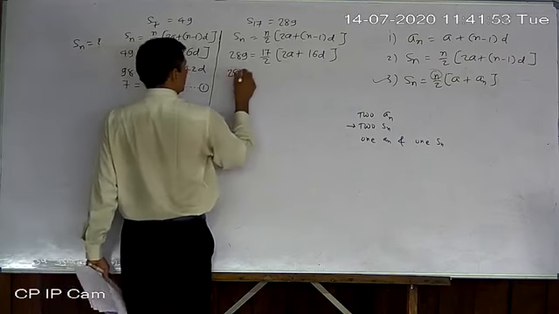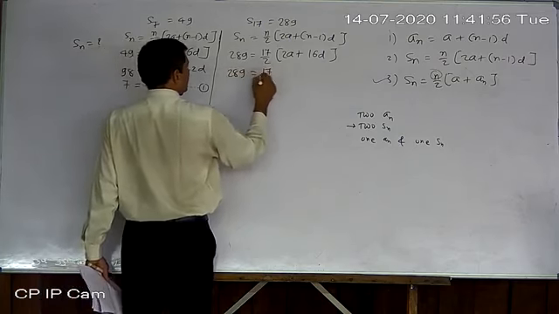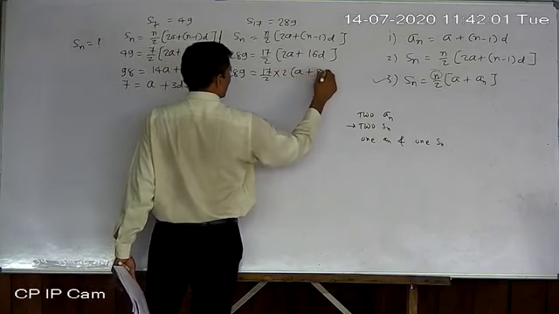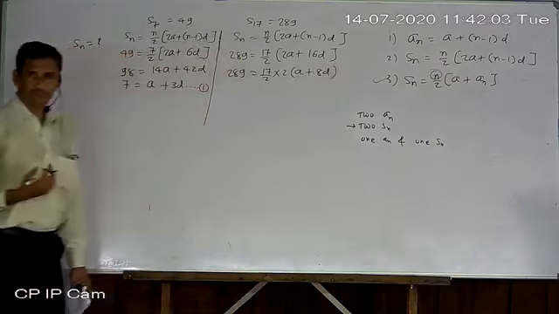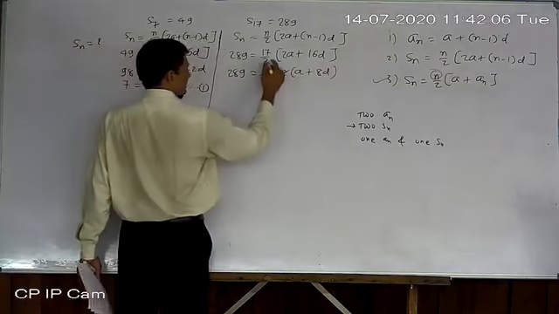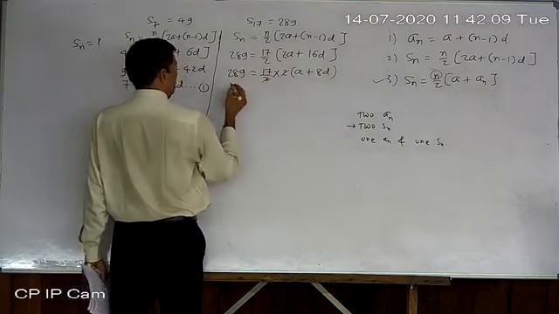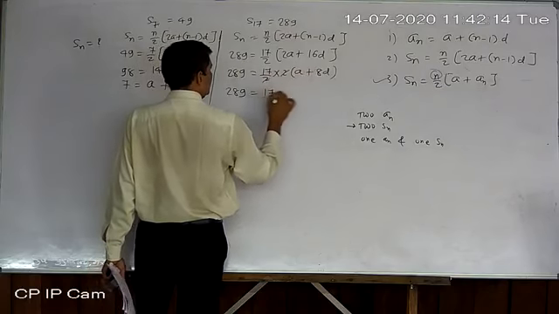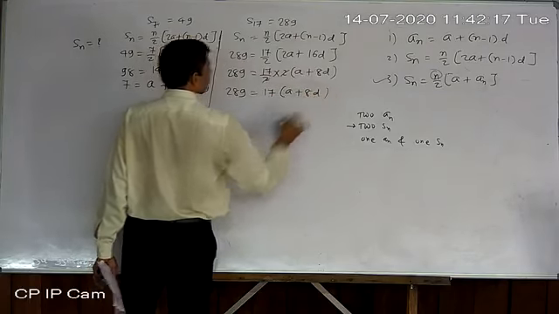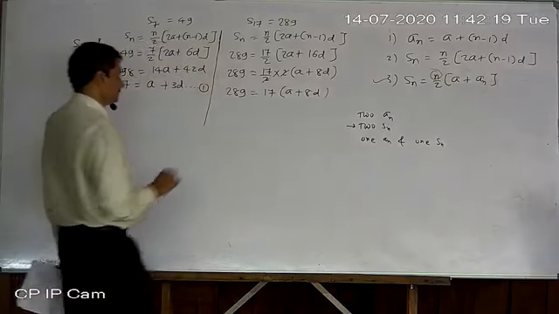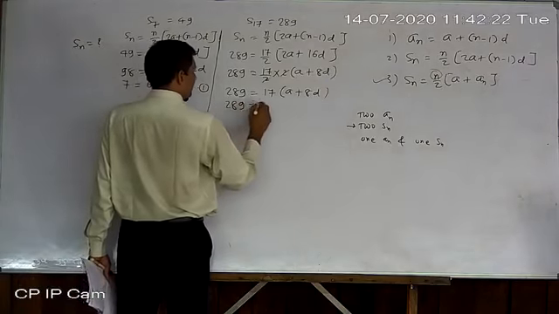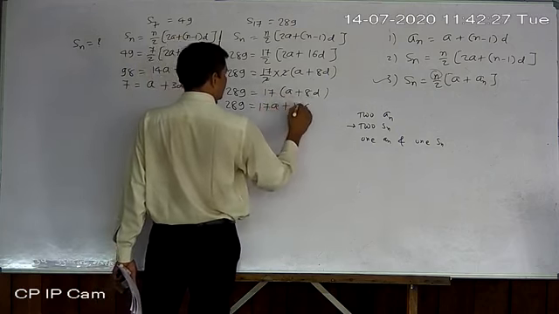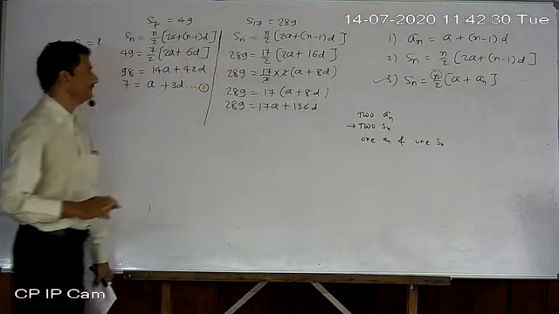So I am not shifting 2 here. Instead I take 2 common from the bracket. So it will be a plus 8d. When 2 is taken common, then only 2 can be cancelled, otherwise not. So now whatever is left: 289 is equal to 17 into (a plus 8d). Now just open it. 289 equal to 17a plus 17 eights are 136d. Okay.